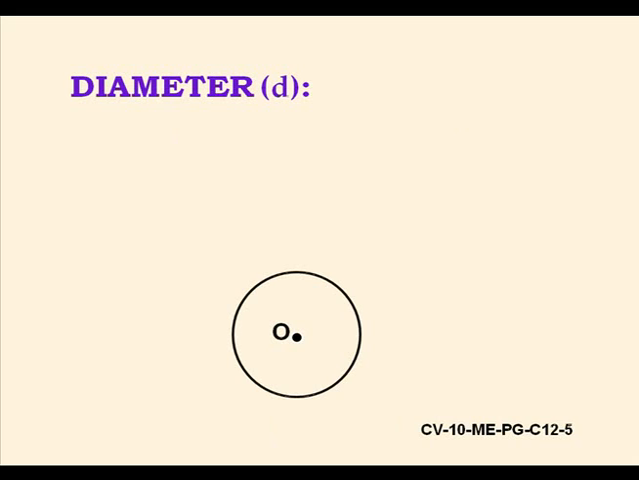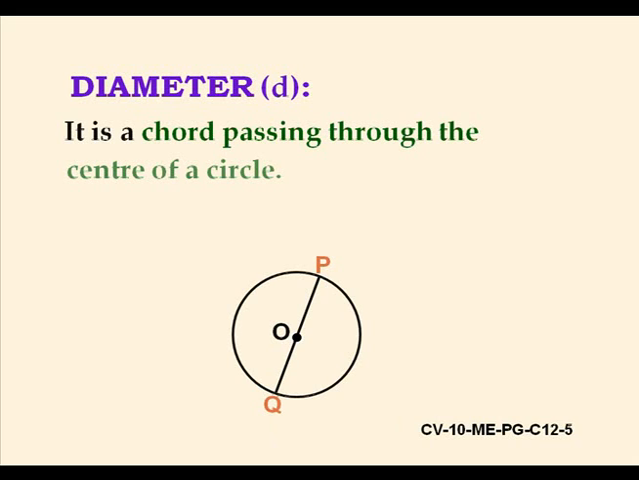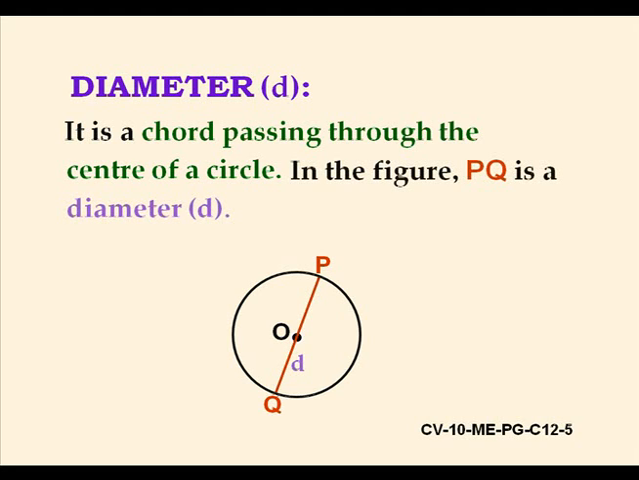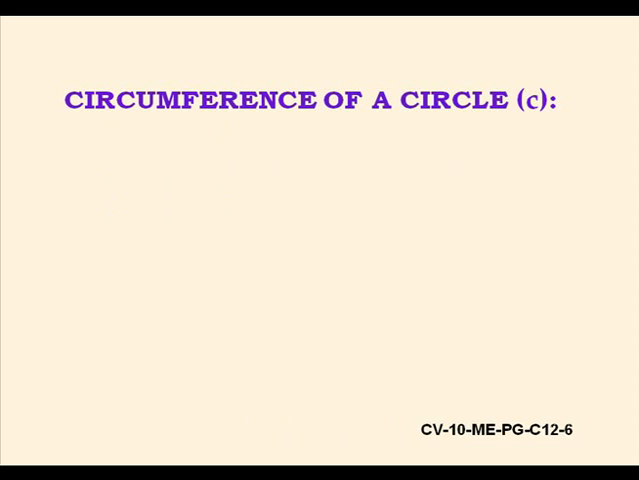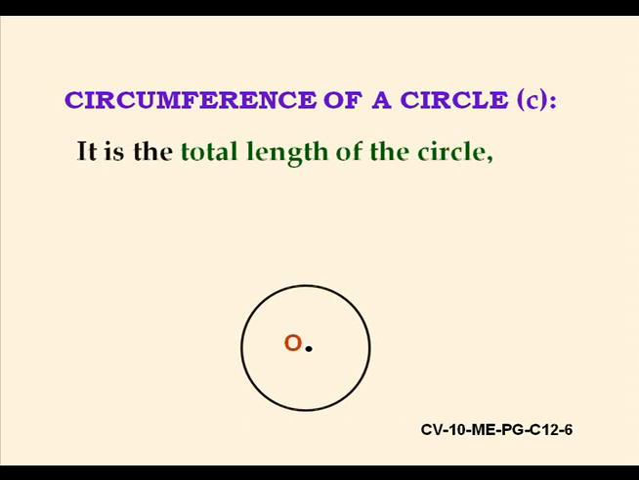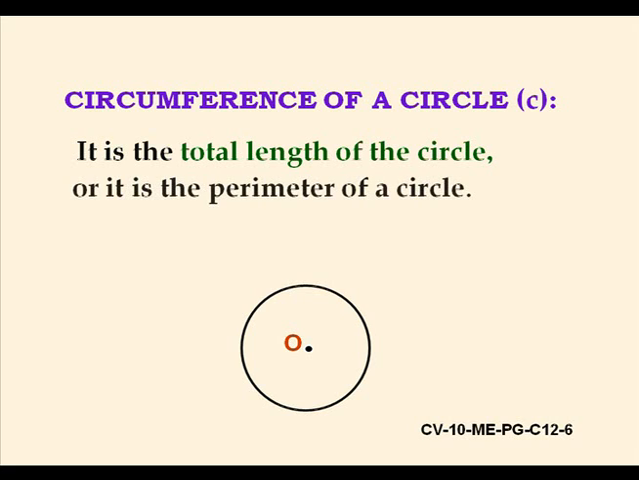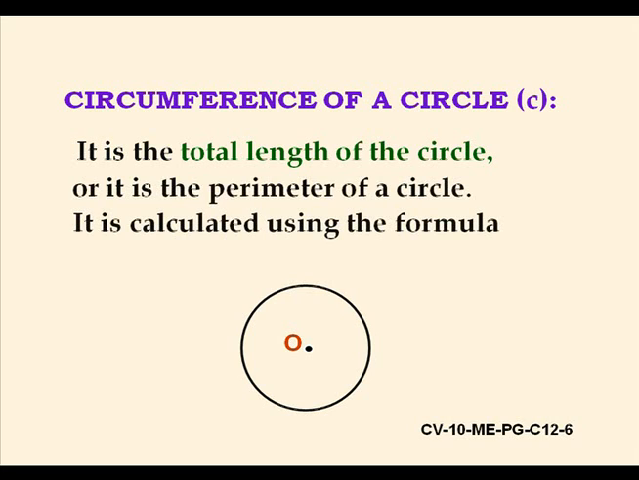Diameter. It is a chord passing through the center of a circle. In the figure, PQ is a diameter denoted by the letter D. Observe that it is the greatest chord of a circle. Circumference of a circle. It is the total length of a circle, or it is the perimeter of a circle. It is calculated using the formula C is equal to 2 pi r.